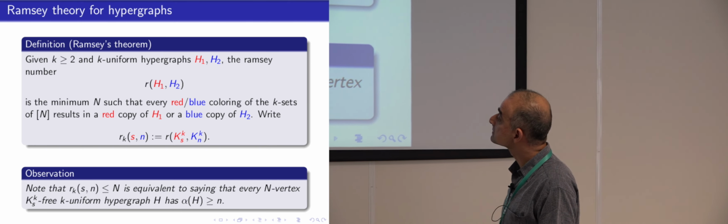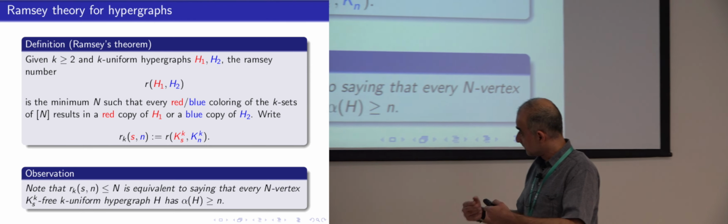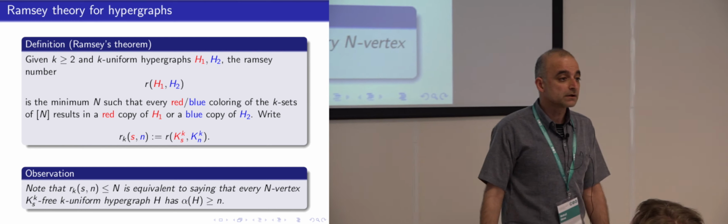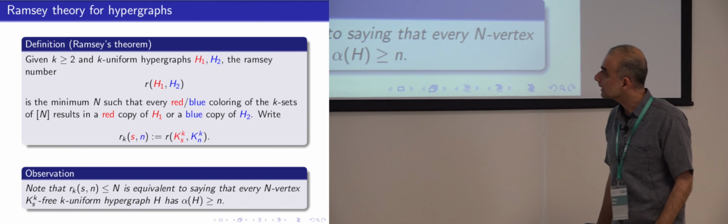One can phrase this Ramsey parameter in terms of independent sets if we think about the red edges as edges and the blue edges as non-edges. And then a complete blue clique is just an independent set of size n.